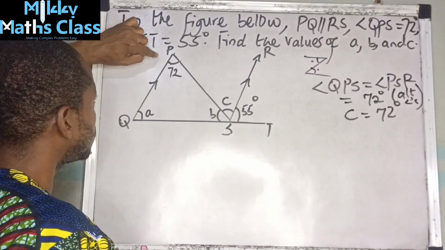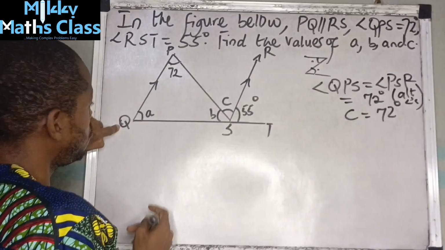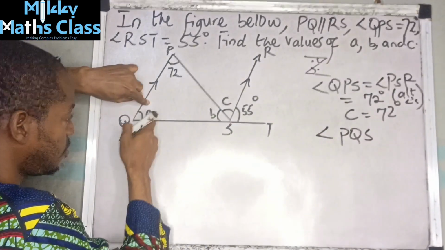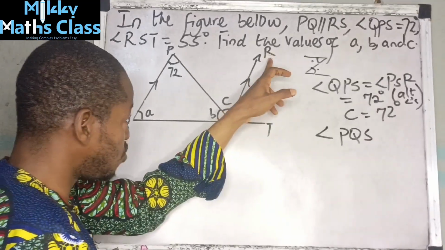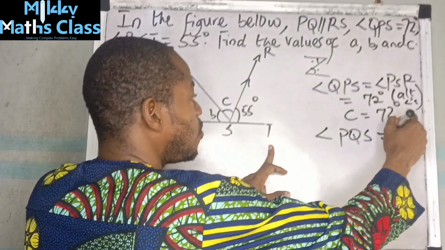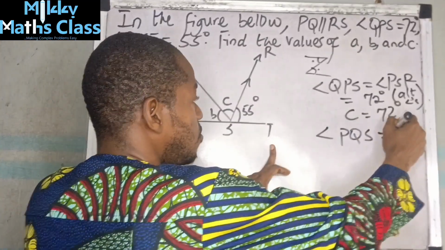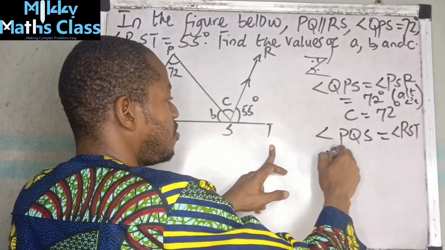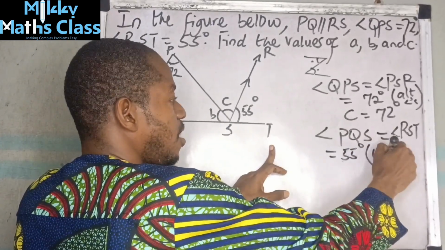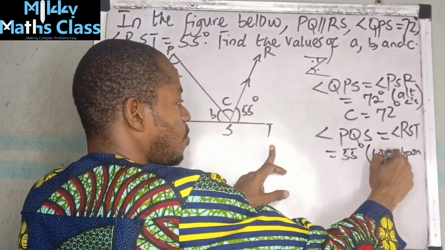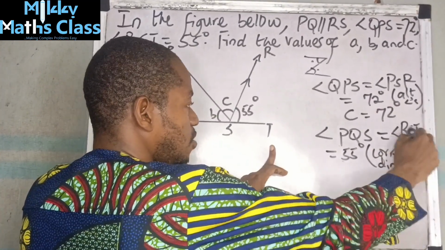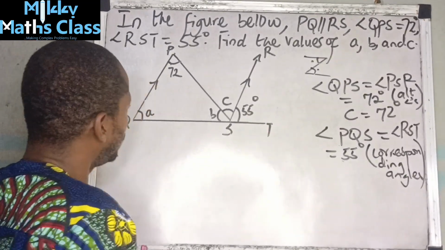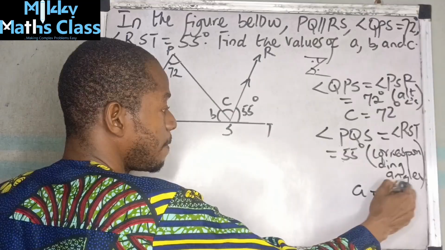Now, look at another thing I'm saying here. Angle PQS. That means this angle here, this A, is the same thing as angle RST. Why? Because they are corresponding angles. It's the same thing as angle RST, which is equal to 55 degrees. Corresponding angles. And corresponding angles are also equal. So I've gotten that this point is 55 degrees. Now, that's our A is 55 degrees.